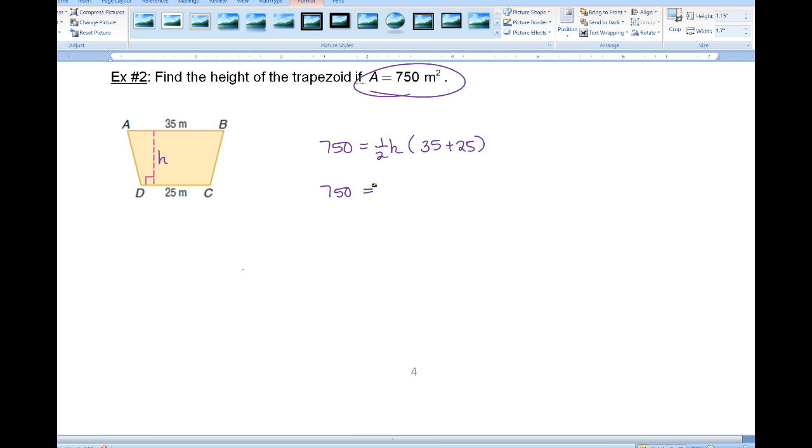Okay, so just plug everything in that you know. We don't know the height. 35 plus 25 is 60, and then half of 60 is 30. Oh, no, 25. 25 meters. We don't need square meters because we're not talking about area. This is a linear measure.